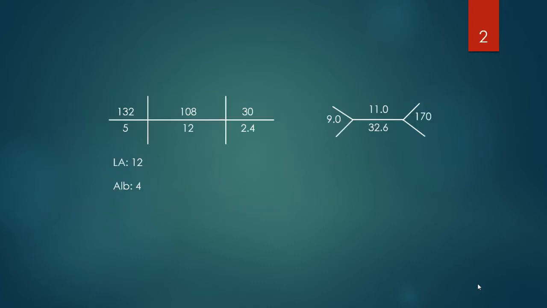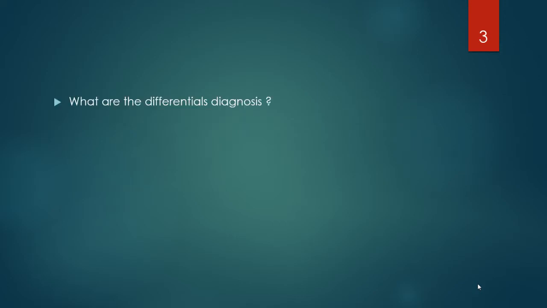Sodium 132, slightly hyperkalemic at 5, chloride 108, bicarb 12, BUN 30, creatinine 2.4, with the CBC only showing slight anemia, hemoglobin of 11. Lactate of 12 with normal albumin. What do you guys think? Mostly for the first year fellows. Mesenteric ischemia. Okay. Colitis. So hold your thoughts.